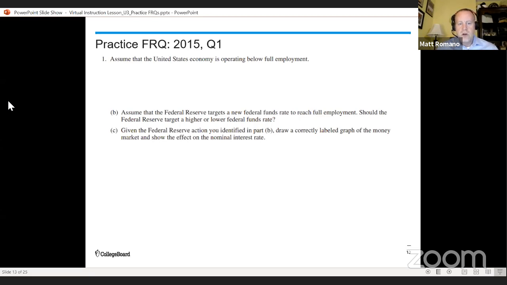Should the Federal Reserve target a higher or lower federal funds rate? Then C, which goes along with it: given the Federal Reserve action you identified in Part B, draw a correctly labeled graph of the money market, and show the effect on the nominal interest rate.